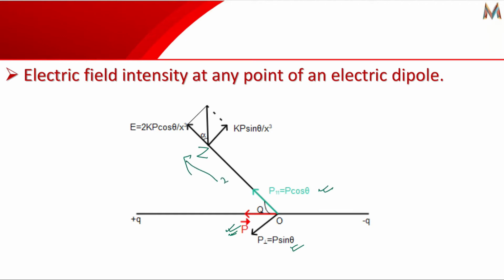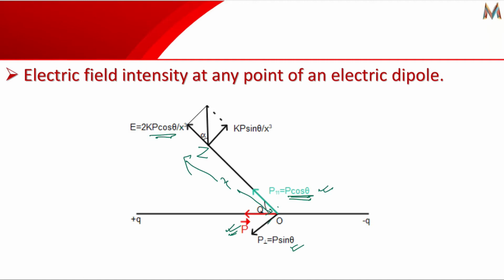for the axial position. If the distance ZO is x, and this ZO line makes angle theta with the dipole moment, then at axial position Z we want to find the electric field that we have derived already. The formula will be 2 kp cos theta upon x cube, because p is here p cos theta, because it is parallel, p parallel. For that we have written p cos theta. So E equals 2 kp cos theta upon x cube.